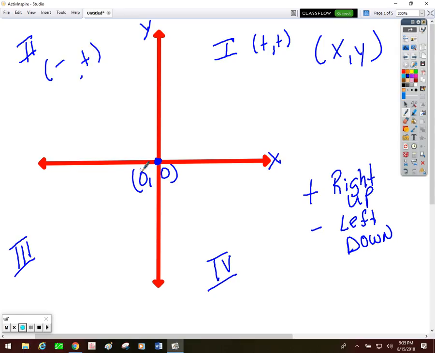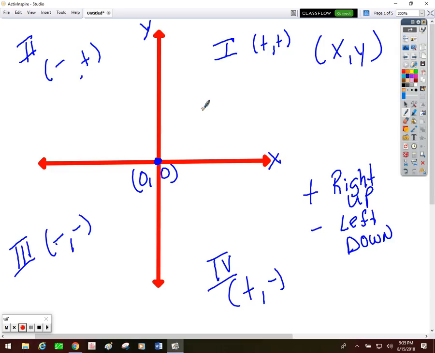Now the next quadrant just keeps rolling around. We have to go left and down. So in quadrant 3, both signs are negative. In quadrant 4, the directions are right and down. Right is positive, so that's a positive x and a negative y. So we have our 4 quadrants and the signs that go with them.